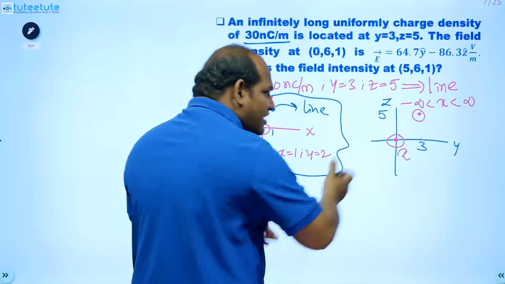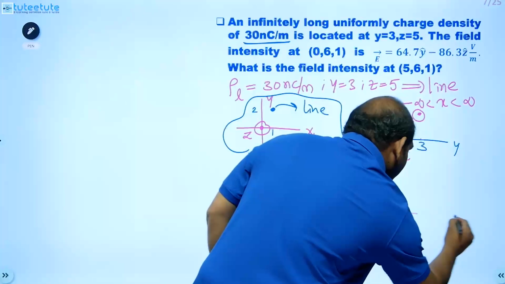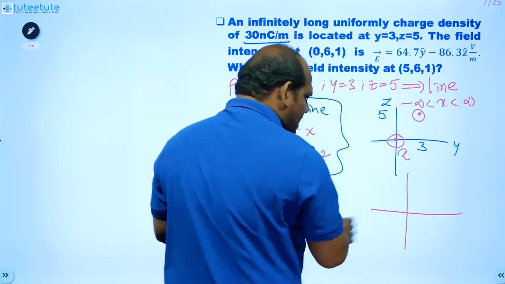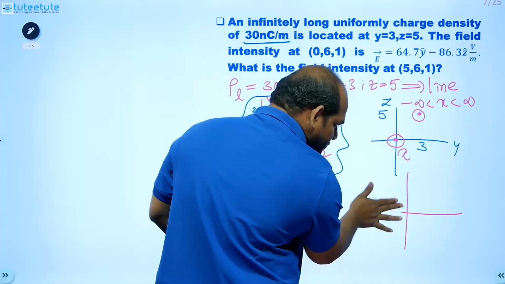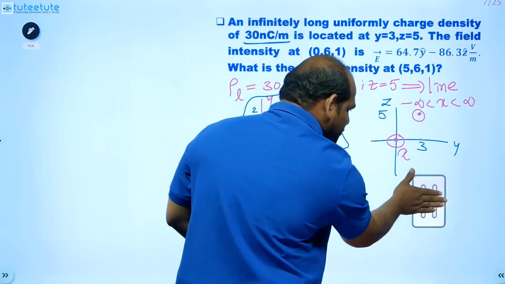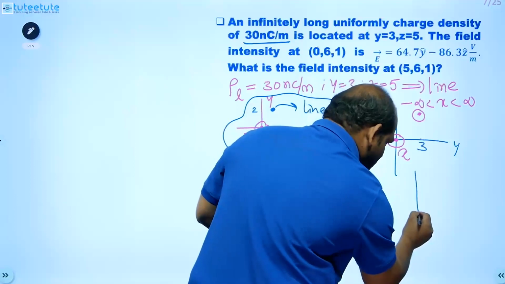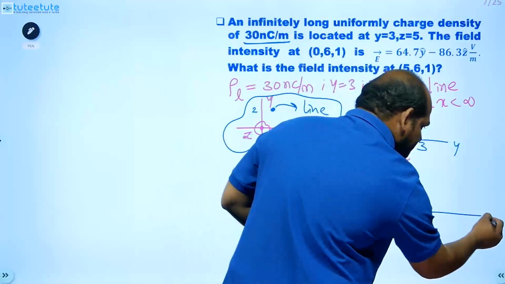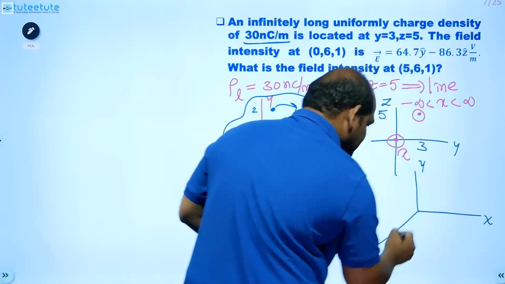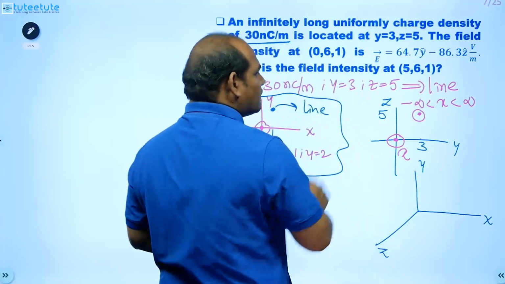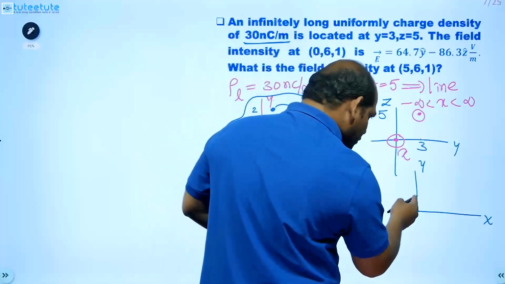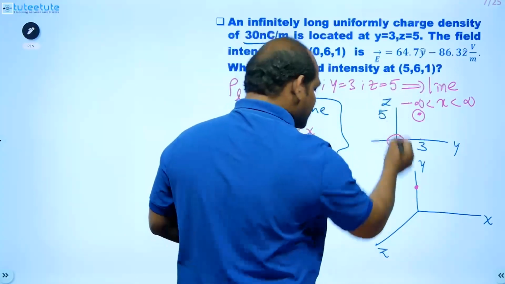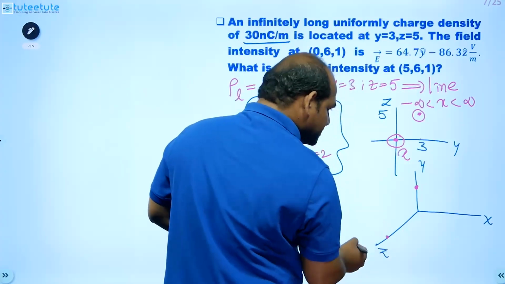So instead of taking it like this, you can observe it like this also. Otherwise I will take only the positive axes, like this. So this is the x axis, this is the y axis, this is the z axis. What they have given is y is equal to 3. So y is equal to 3 will be here, and z is equal to 5.